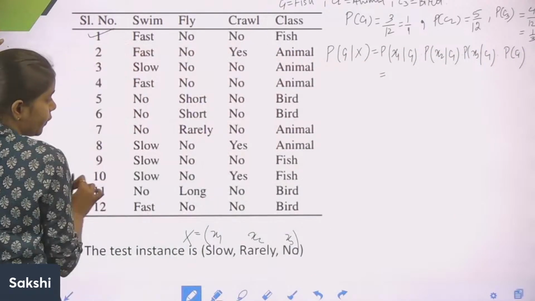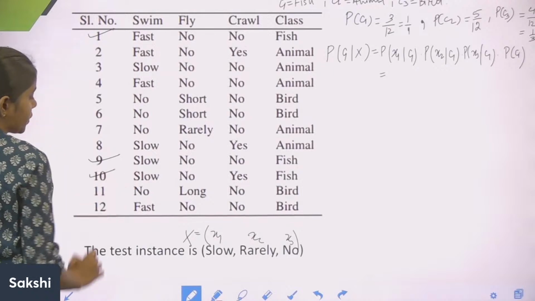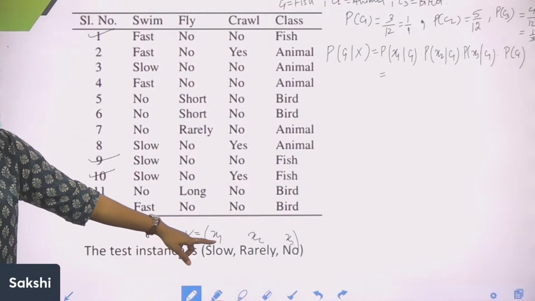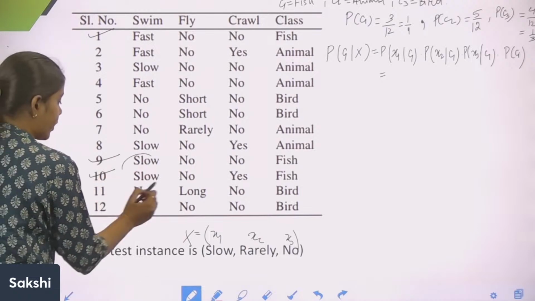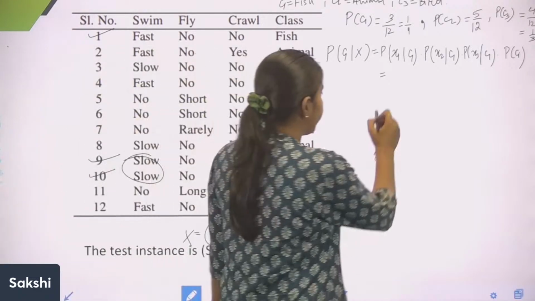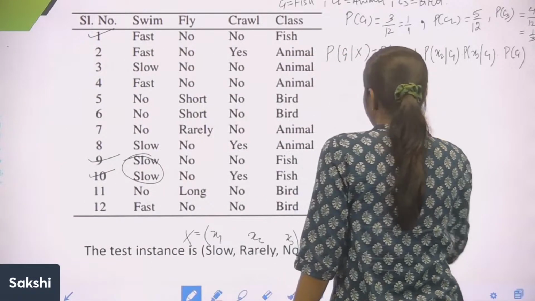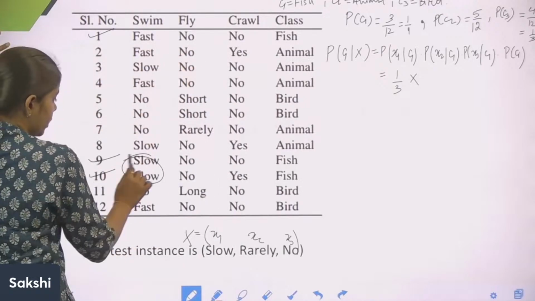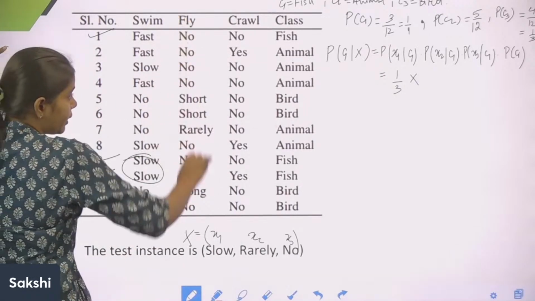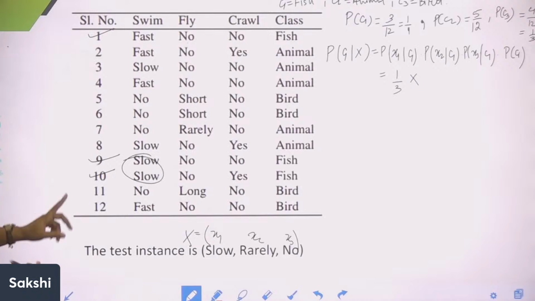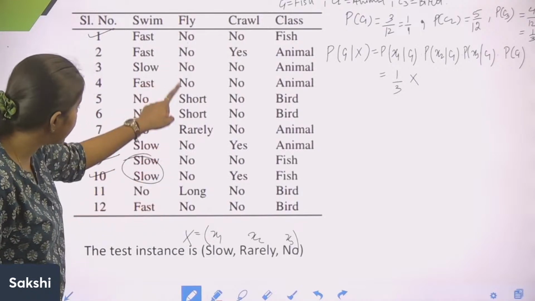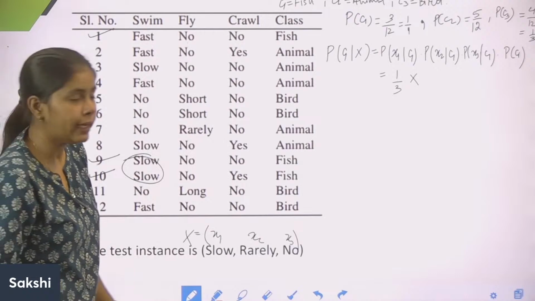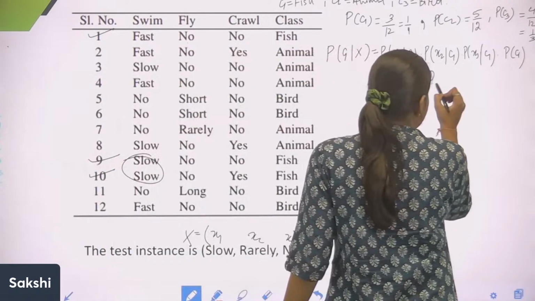Now, let's see class C1, fish. So we have this fish, this is fish, this is fish. I have 3 examples of fishes, and they're asking for slow. First feature is slow. So I have 2 slow out of 3, so 2 by 3 is the probability. Next feature is rarely. You can see here that this is no, this is no, this is no. So out of 3 examples of fishes, I do not have any example in which we have fly rarely, right? So the probability would become 0 by 3.